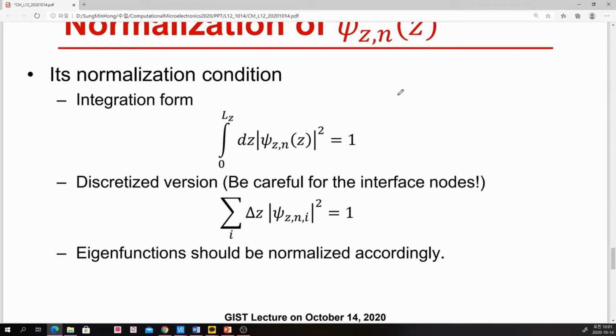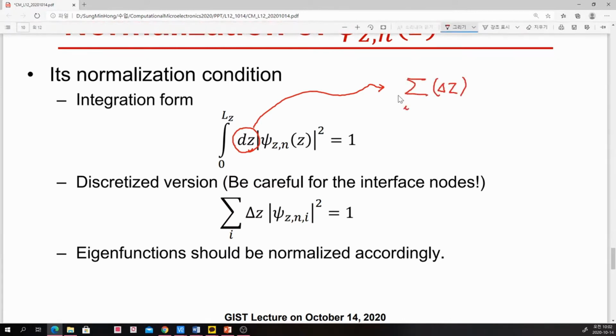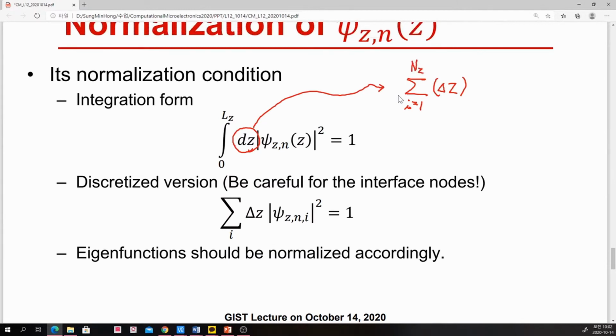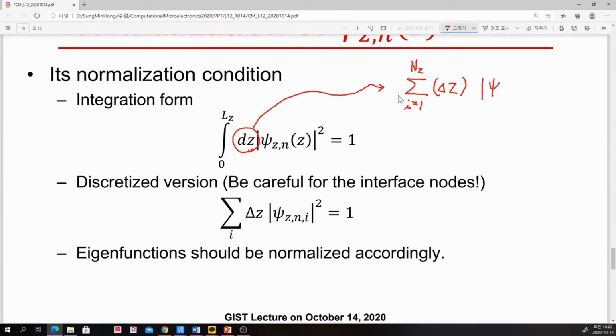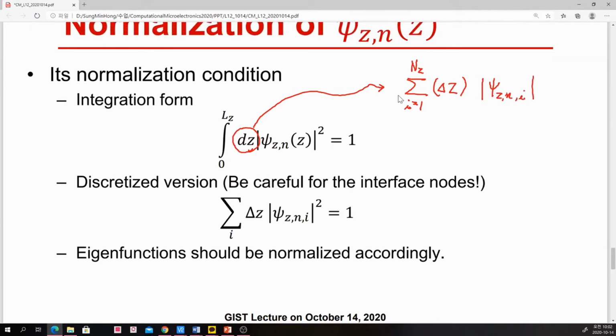So it is quite simple. Here we have dz, but that is just interpreted as delta z, and make a sum starting from i equal to 1 to i equal to n sub z, the number of z-directional positions, and just have psi_n squared at its i value. Yeah, so that is the discretized form of this integral.